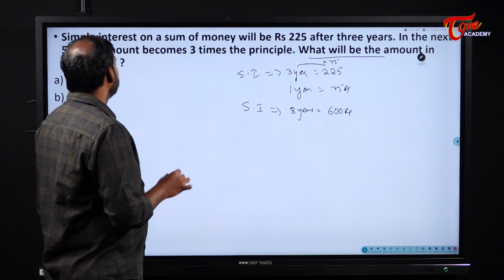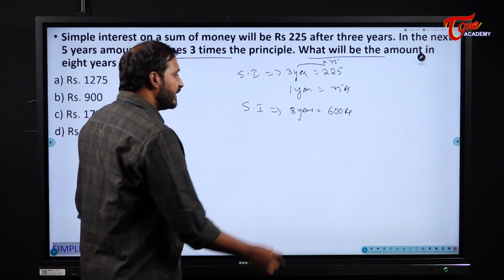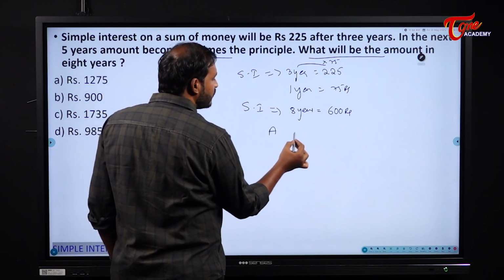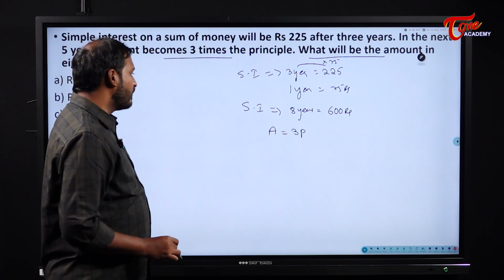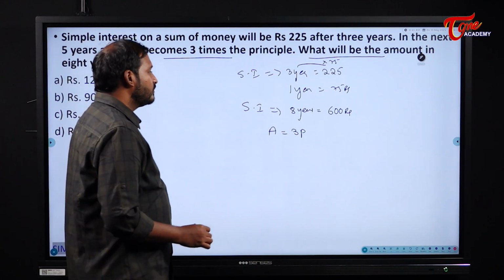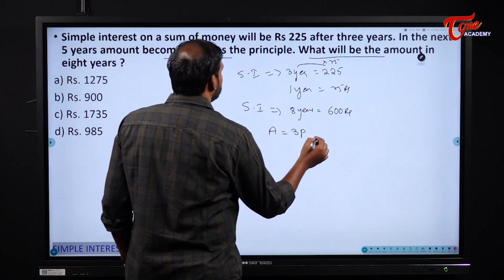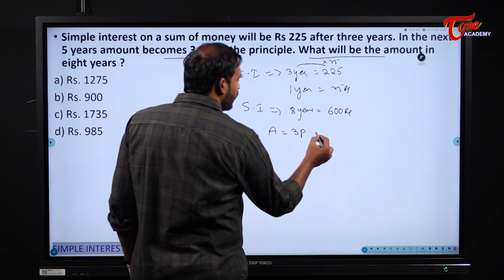Okay, put that aside. In the next 5 years, amount becomes 3 times the principal. Interest is this one and the relation of amount is what? Amount is equal to 3P. So, in the 8 years, what will be the amount in 8 years? That is the question. So amount is equal to 3P.